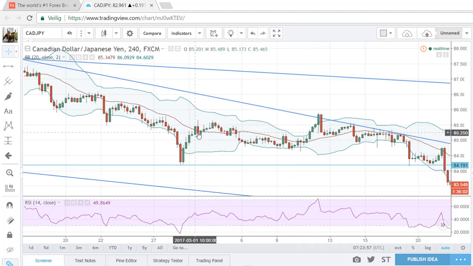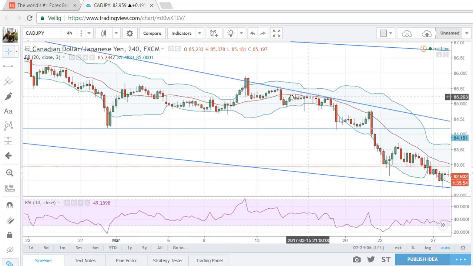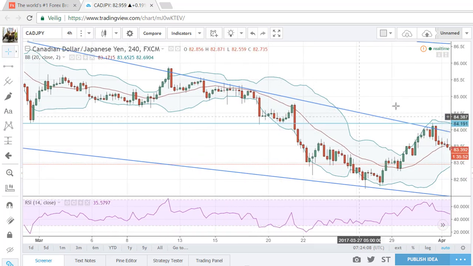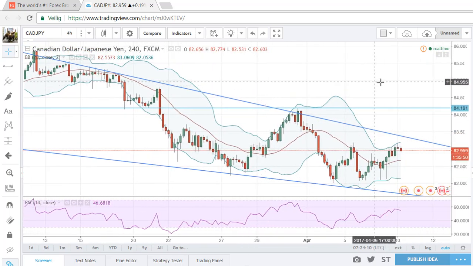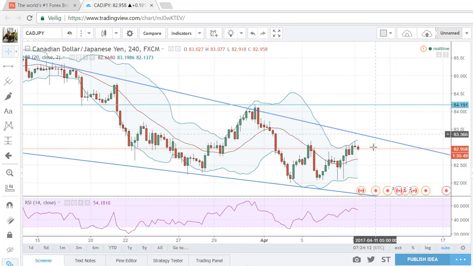Here we broke the moving average a little bit. This would have been a last attempt, I think, to go higher. And ever since we are on the 4-hour chart, we have been moving lower indeed. So, trying to get to a conclusion.